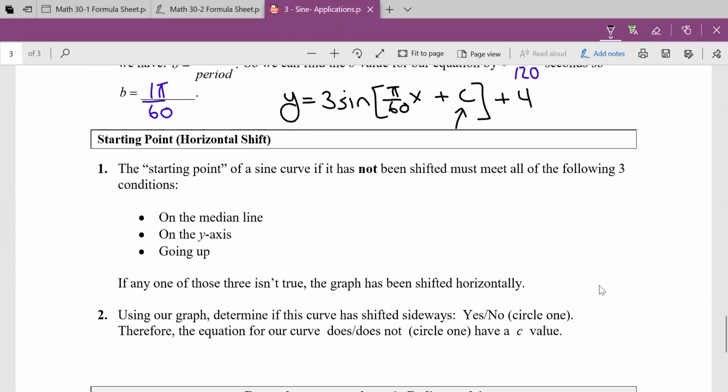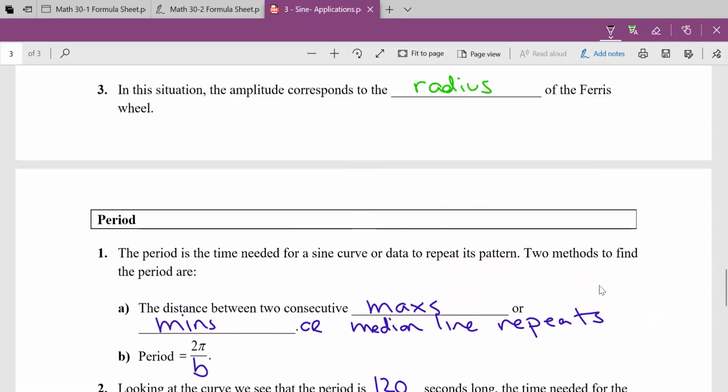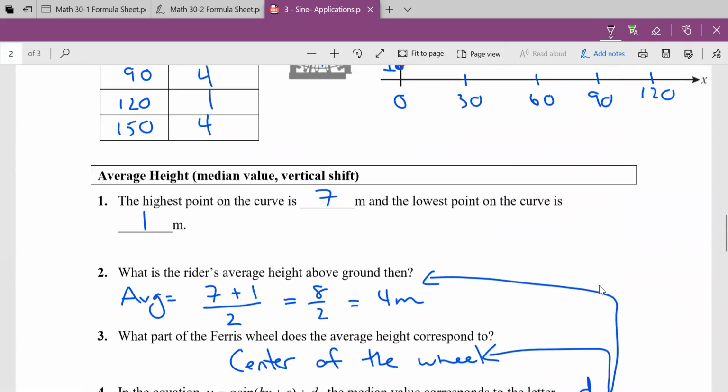So the c value, or the starting point in quotations, basically tells us if a curve has been moved left or right, and it meets these three conditions. Originally, it's on the median line, on the y-axis, going up. If any of those three isn't true, the graph has been shifted horizontally. So let's go look at our graph.